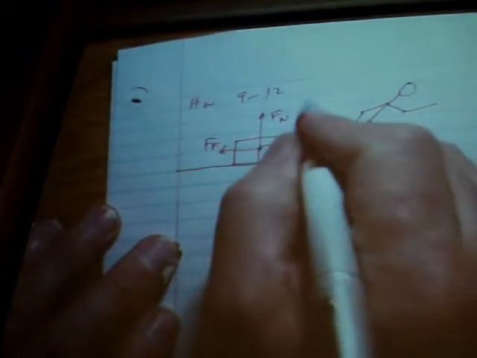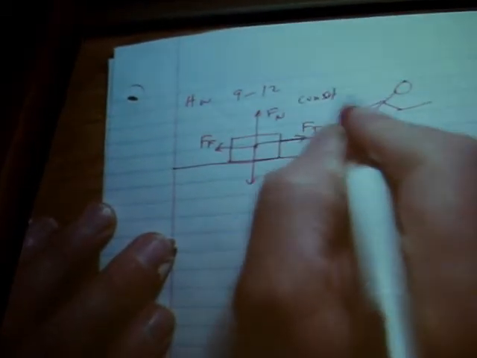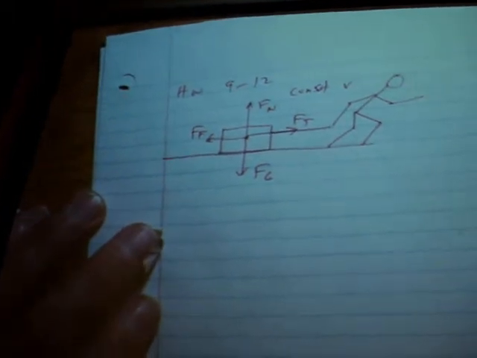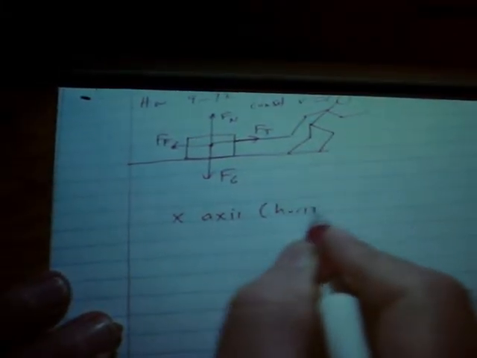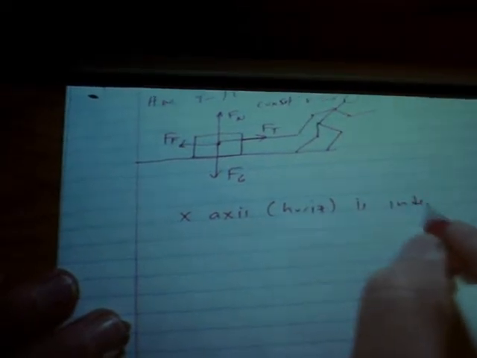And it says it's moving at a constant velocity. What does that tell you? What's the acceleration? Zero. Means the acceleration is zero. If the acceleration is zero, what does that tell you about the net force? Zero, right? Now in all these problems, this is like what we did with projectile motion. The x-axis, or the horizontal motion, is independent of the y-axis, which is the vertical.